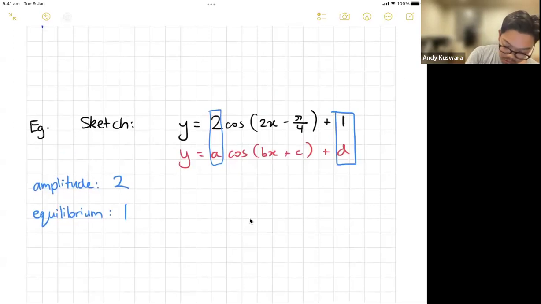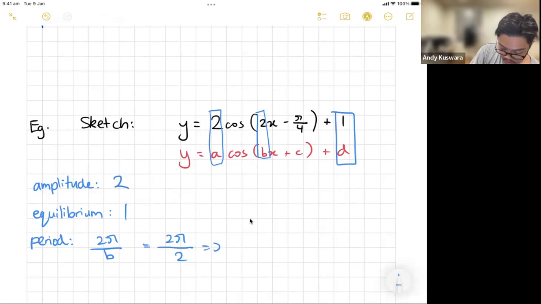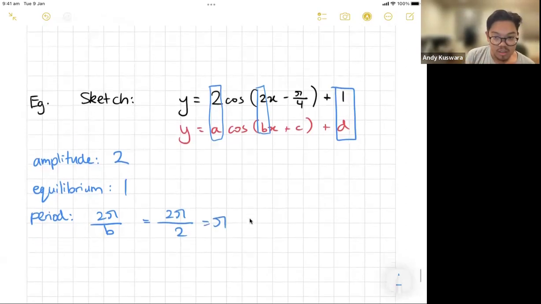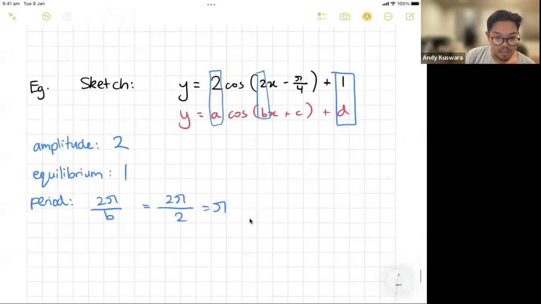Now, because it's cosine, how do we find the period? The period is going to be 2 pi over B. B, you can see in this case, is 2. So in other words, my period is going to be 2 pi over 2, which means pi. That means every pi, I'm going to complete one rotation. And the last thing that we've got here is, do we have a phase? In this particular case, we do. We've got something to do with that minus pi on 4.